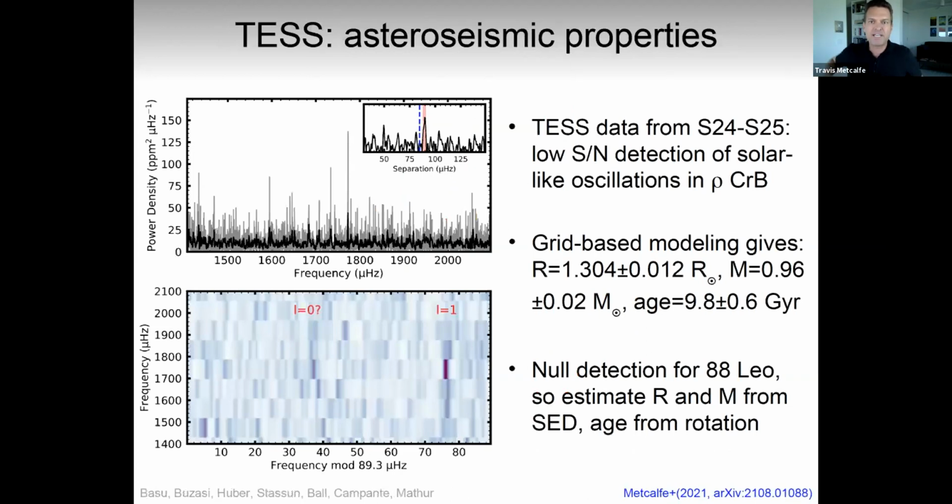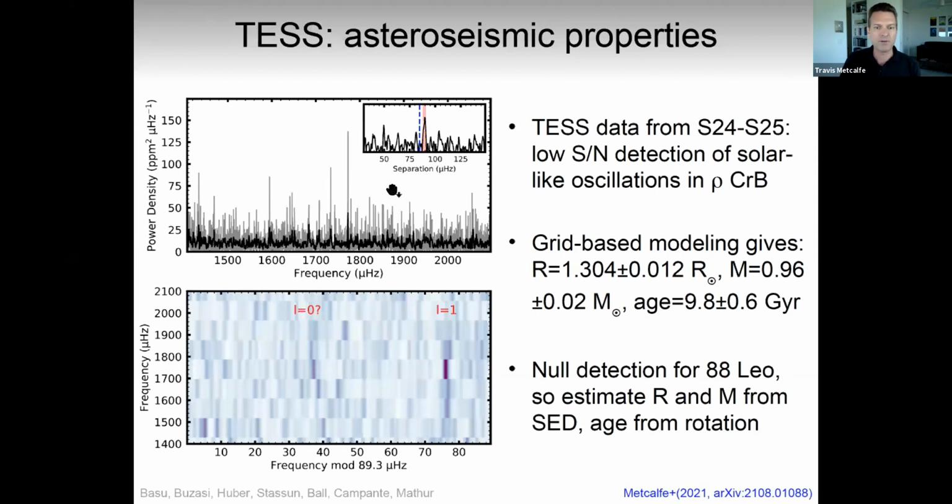We get the asteroseismic properties from TESS. TESS observed Rho CrB in sectors 24 and 25 and allowed us to get a low signal-to-noise detection of solar-like oscillations. You can see an excess of power in the Fourier spectrum around 1800 microhertz. When we autocorrelate that range of frequencies with itself, we get a peak that shows a characteristic frequency spacing, in red, that is similar to the predicted values based on the temperature and other properties of the star, shown as a blue line.